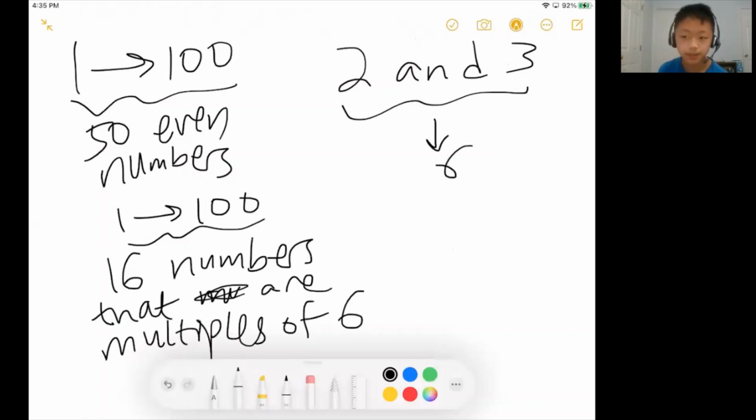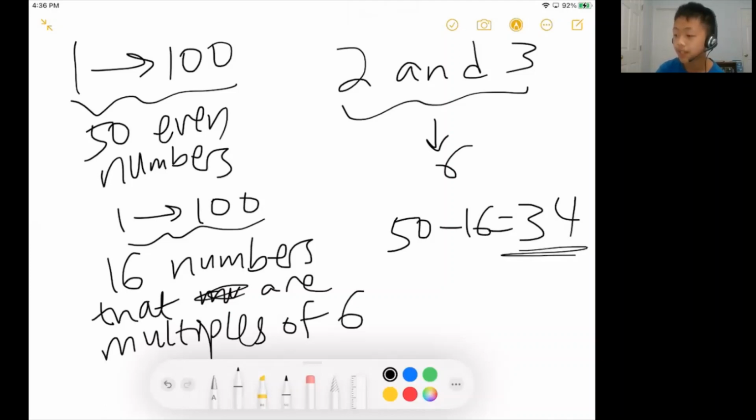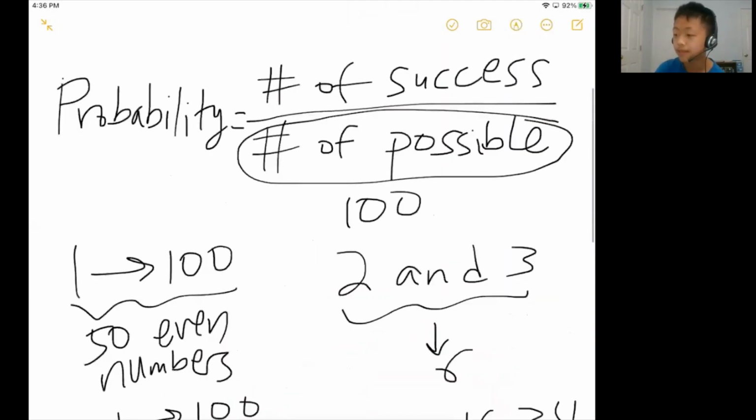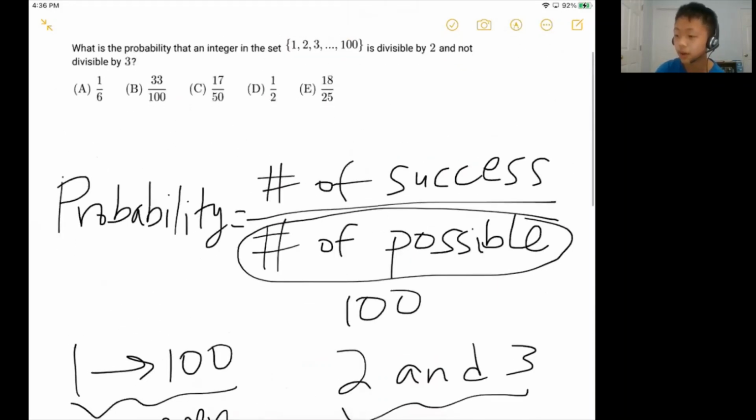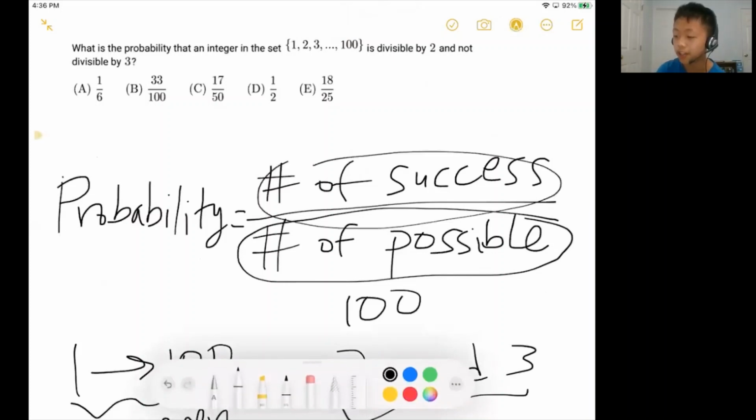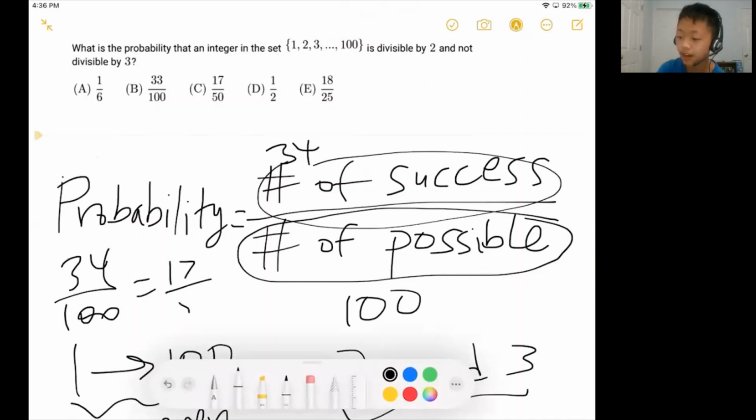We want to subtract out these numbers because 16 of them are divisible by both 2 and 3, but we don't want it to be divisible by 3. So we do 50 minus 16, and that tells us we have 34 integers from 1 to 100 that are divisible by 2 but not by 3. This represents the number of successful outcomes, so that is the numerator here. So you have 34 over 100. If you simplify that, you get 17 over 50, which is the answer to the problem.